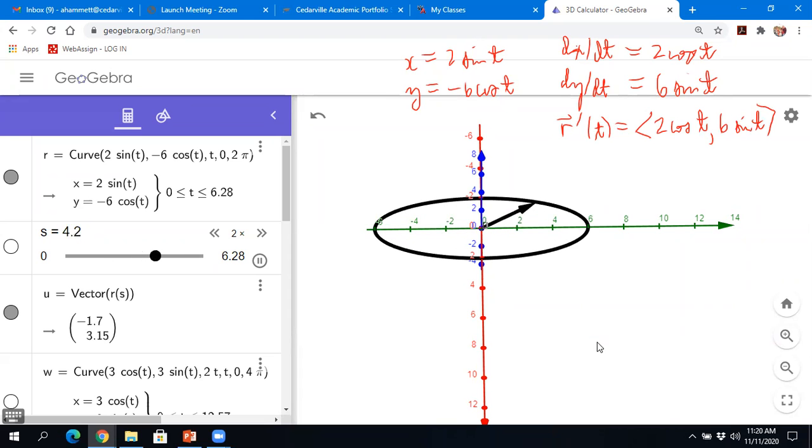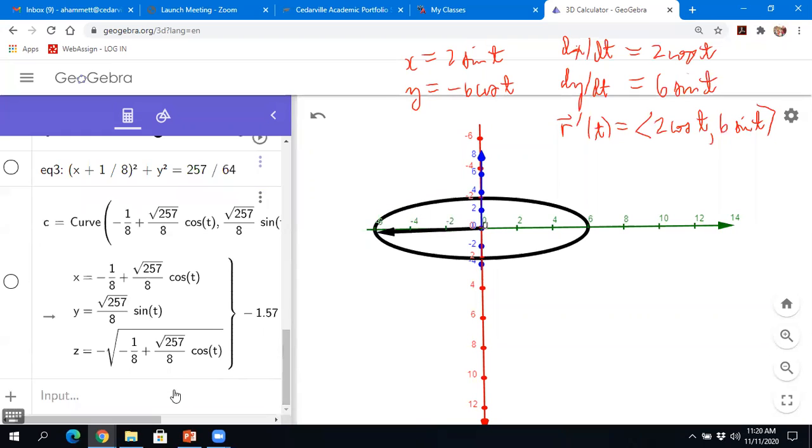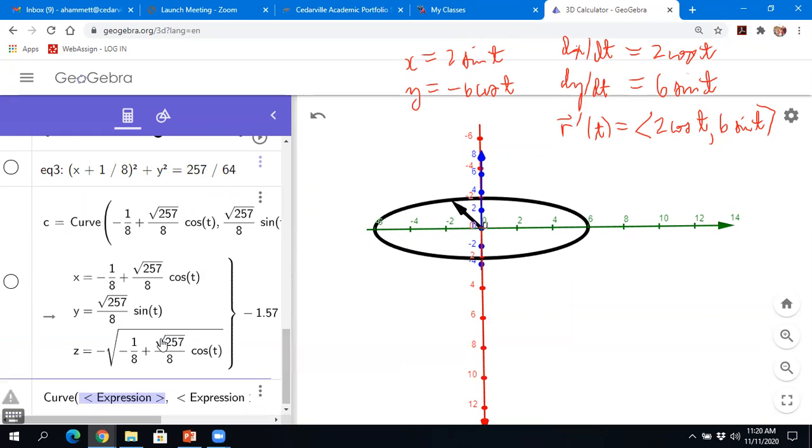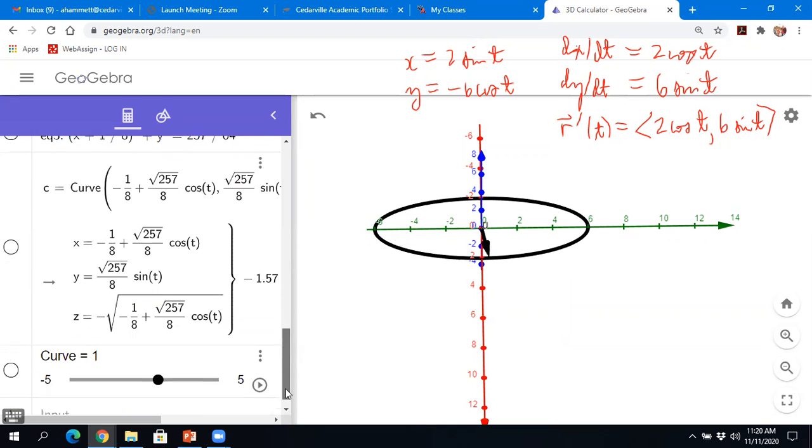Okay, so let's capture that somehow. I want to show you how you can do this in GeoGebra because it's kind of nice. I have to go down to the bottom here though. So what you do is you go curve, okay? How many expressions do I need, 2 or 3 in this case? This thing is basically in 2-dimensional space, so I'm going to say there are 2 here.